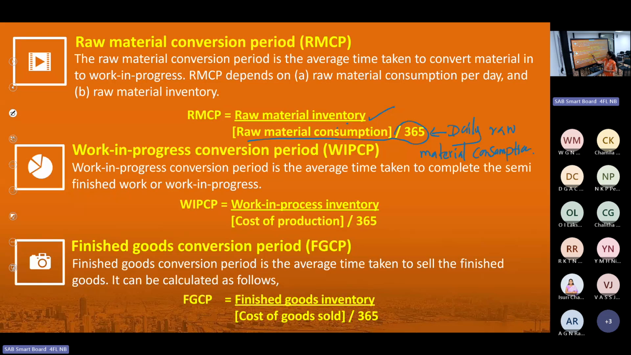Then you have the second one, work in progress. We have work in progress inventory, the inventory that has been made. Then how can we identify the time to finish per day? Because raw materials are converted to finished cost of goods production, you have to identify the daily cost of production.